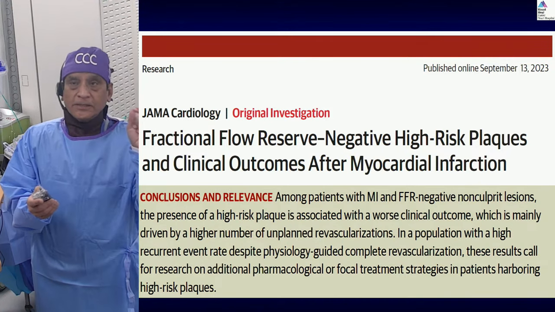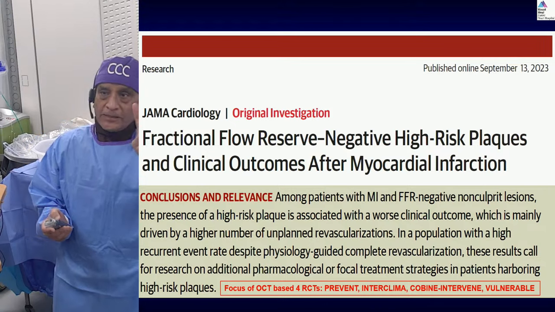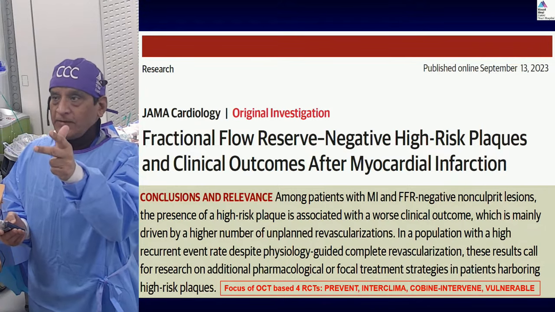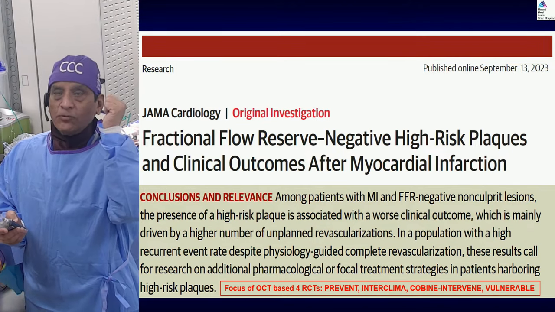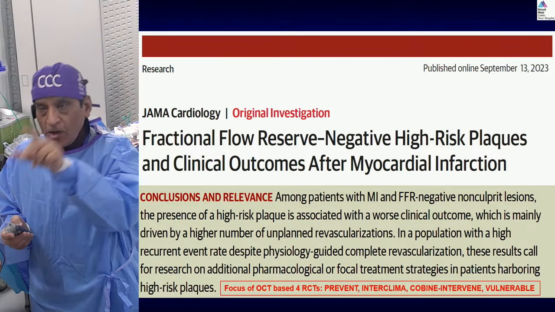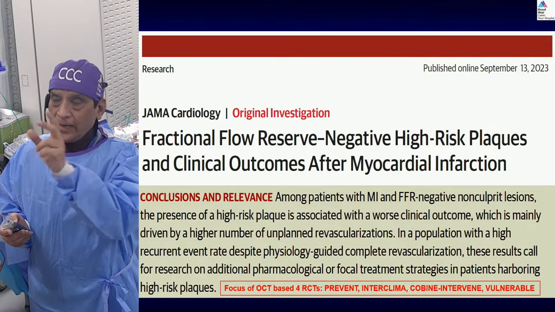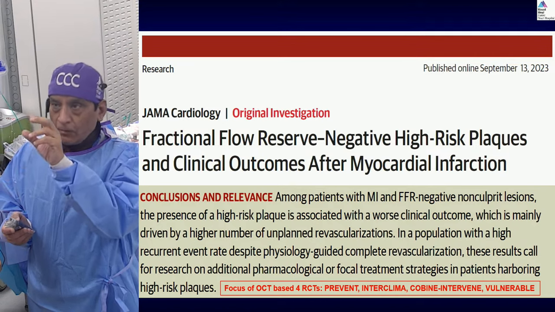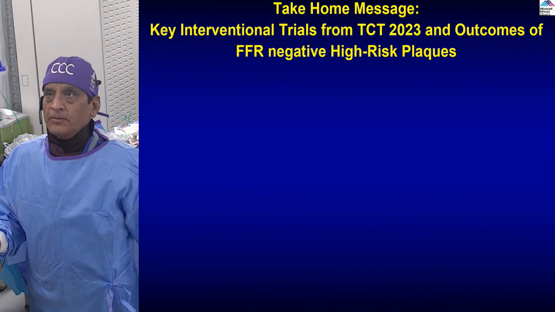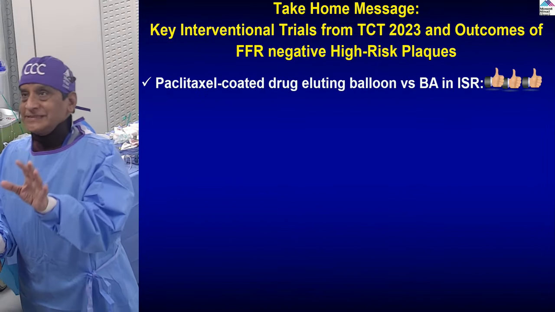Just to answer this, this field is so big. There are 4 randomized trials going on at present: PREVENT, INTERCLIMA, COMBINE INTERVENE, and VULNERABLE. COMBINE, which I showed you, is the trial in diabetic patients. There, they are now intervening on those TCFA patients, and same with VULNERABLE, all OCT guided, to see whether you can identify these patients and prevent the event. Although doing a stent still remains research.